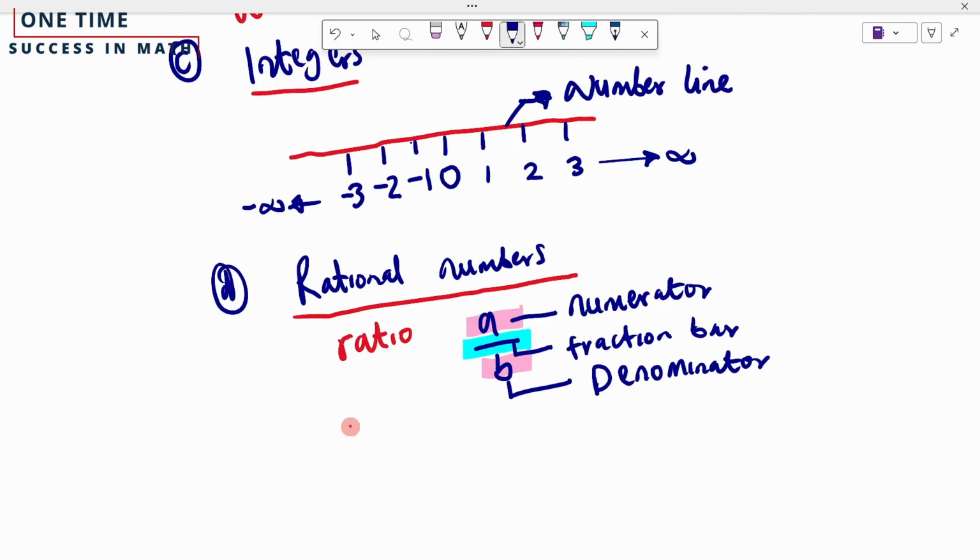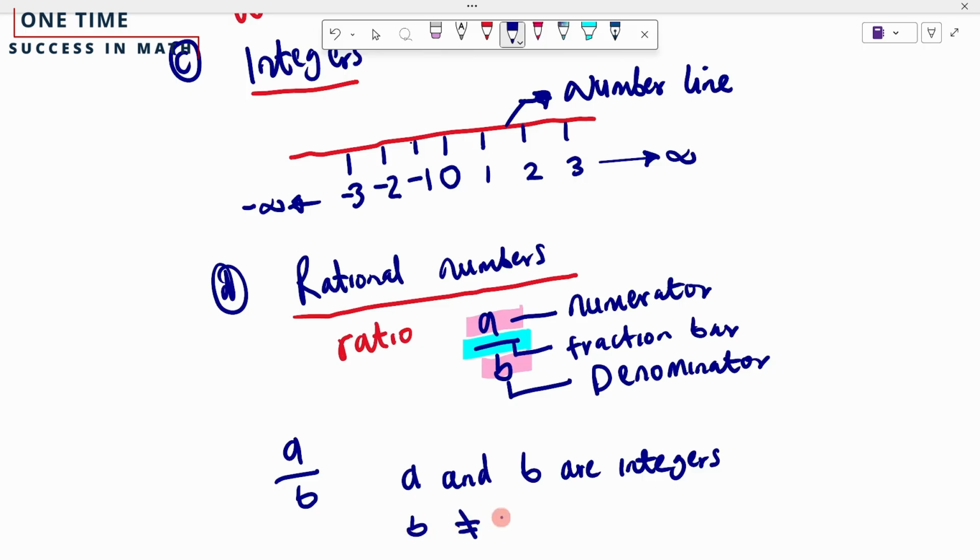Also, in representing rational numbers A over B, note that A and B are integers. That is, they are whole numbers, both positive or negative. It can be a whole number, it can be a positive number, it can be a negative number. Also note that B must not be equal to 0.